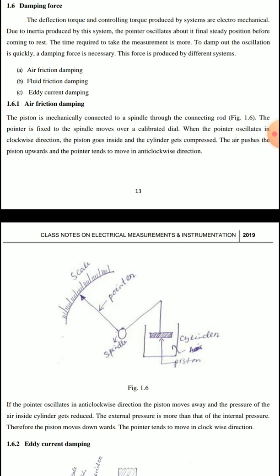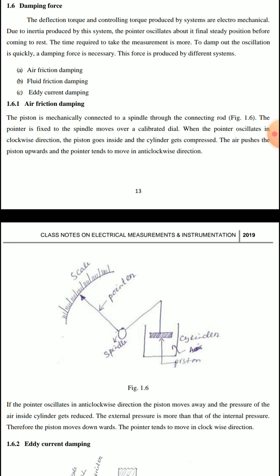measurement. So to provide the damping, there are three different systems: air friction, fluid friction, and eddy current. Let us see one by one. Air friction damping. The diagram indicates that there is one cylinder, there is a piston. That piston is connected to the spindle. Spindle is nothing but a spring or a coil wound on one axis, and to the spindle a pointer is connected and the pointer is raised over the scale.